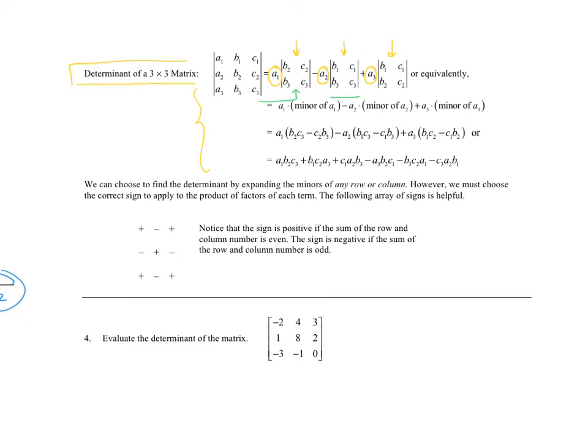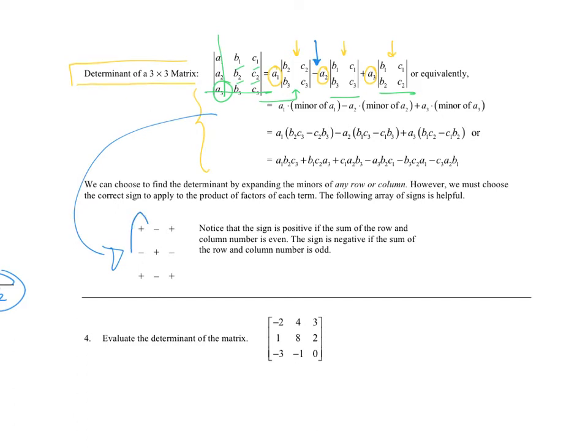If we look at A3, the minor associated with that, we have B1, B2, C1, C2. That's exactly what's here. So you can see they're multiplying each of those minors by the element that it's associated with. And then the other thing that happens is they subtract the middle minor.